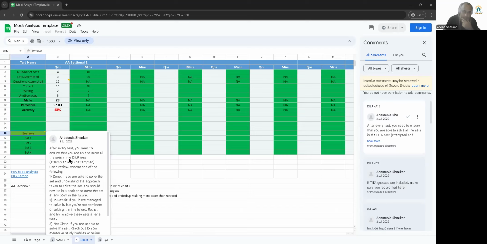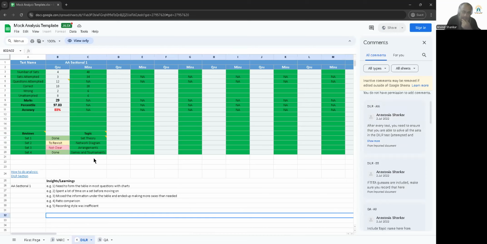After every test, you need to ensure that you're able to solve all the sets in the DILR test, attempted and unattempted. Upon review, choose one of the following. Done if you're able to solve the set. Revisit if you manage to solve it, but you're not confident of solving it in the future. Revisit after a week. Revisit and try to solve these sets after a week. If you're unable to solve the set, reach out to your mentor or study buddies or online help to find out how to solve these sets.